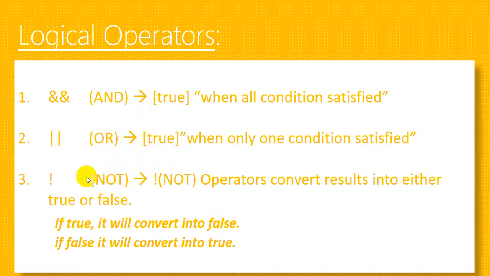But in case of NOT, this is different from AND and OR. NOT is just a symbol, or an operator, which converts your final result into its opposite. Means if your result is true and you use the NOT symbol, the result will become false. And if your result is false and you use the NOT symbol, the result will become true. Okay, I will show you all of these, so you will get a clear picture of what these logical operators are all about.